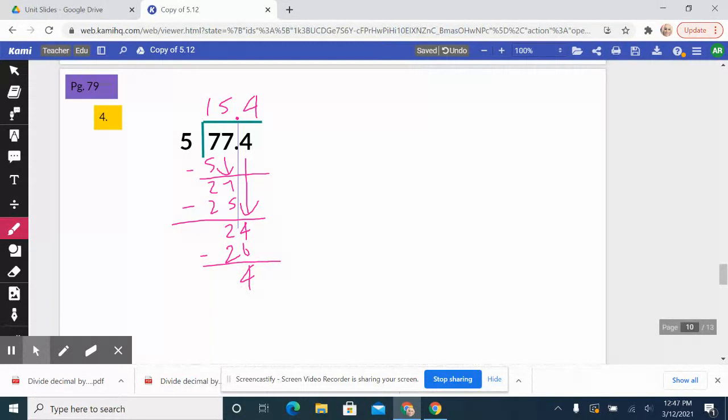Now I have to add a 0. Once again, I do not add a decimal because there's already a decimal in the problem. I only add a 0 for place value purposes. So I bring that down and I get 40. Well, you know that evenly goes in 8 times. I get 0. So your answer would be 15.48. So please write that down in your book. And now we're going to move to the next section.